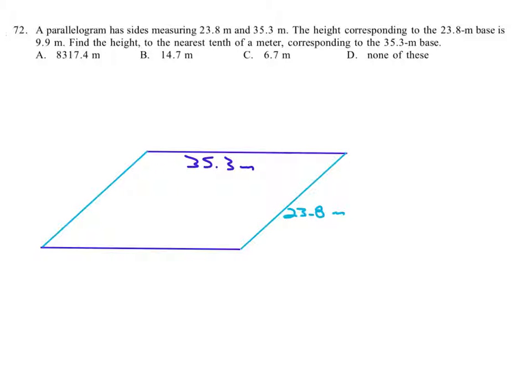Okay, let's see how I did with this. A parallelogram has sides measuring 23.8 meters and 35.3 meters. Remember the opposite sides, which I've matched in the same colors, are the same because it's a parallelogram. Now, the height corresponding to the 23.8 meter base is 9.9.